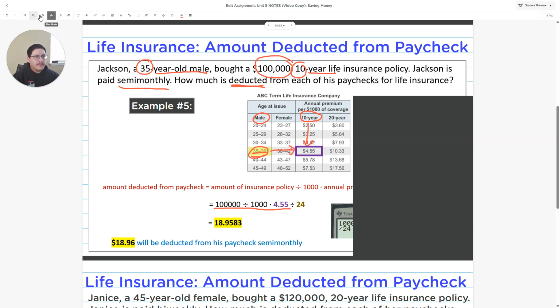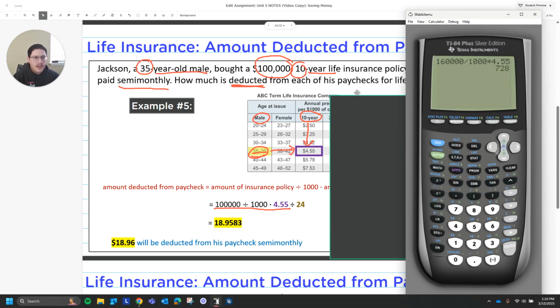Now the next thing is to just do this piece by piece. This is very similar to what we did in the previous problem. So we have $100,000 divided by 1,000 multiplied with $4.55, which is $455 that he will owe annually.